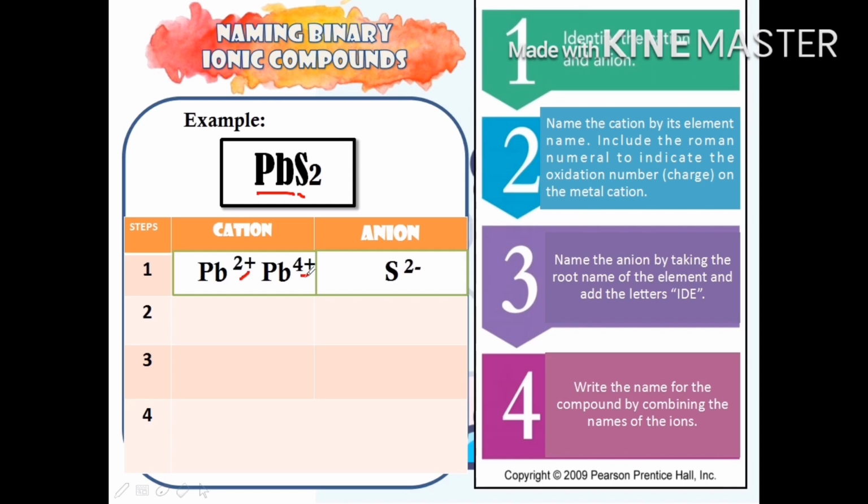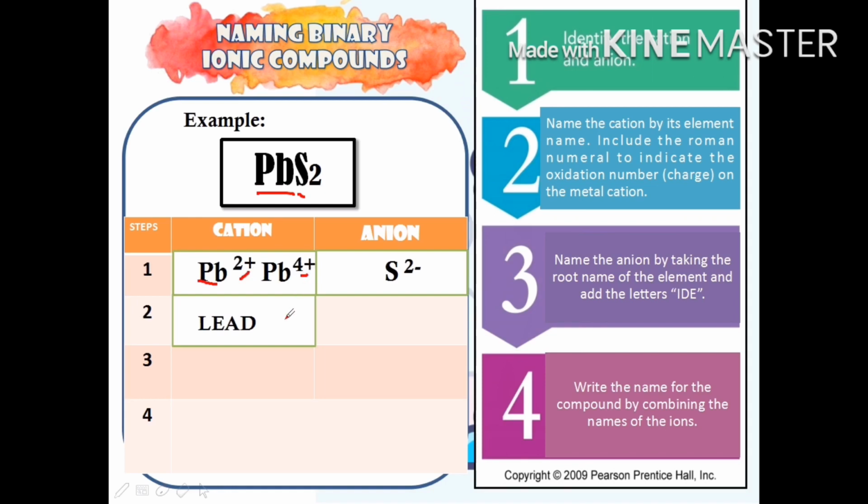Let's proceed to step 2. In step 2, we have to name the cation by its element name. Include the Roman numeral to indicate the oxidation number or charge of the metal cation. Pb is our cation and Pb is a chemical symbol of what element? Right, it's a chemical symbol of the element lead. So then, we don't know which lead is present in this compound. Is it lead with a 2 plus charge or lead with a 4 plus charge?